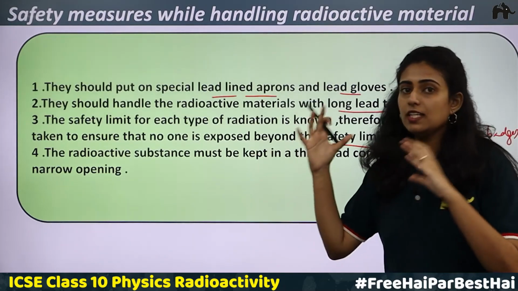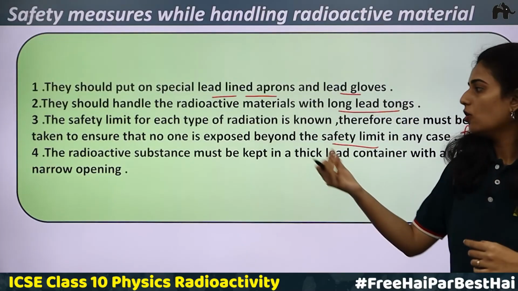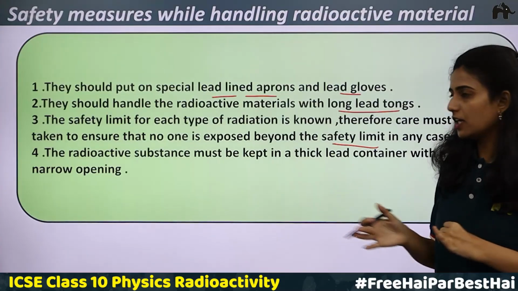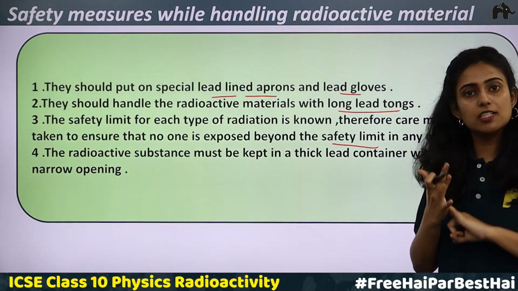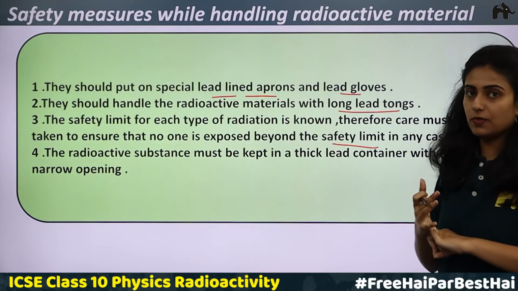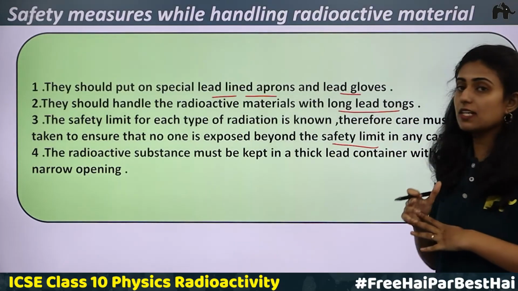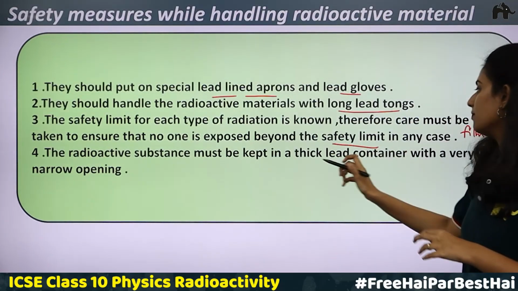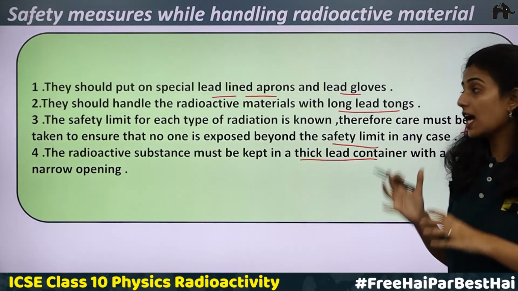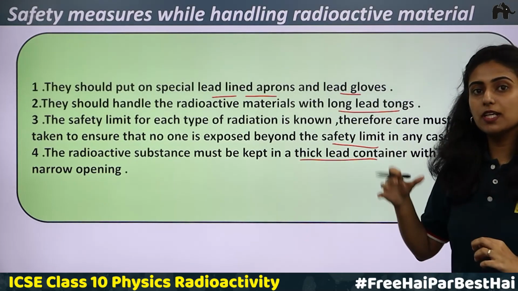So, what does it mean? These lead containers will absorb the radiation, so the radiation won't escape out. Only through a narrow opening will it escape. We know that alpha radiations cannot penetrate through lead. What about beta? Beta radiations also cannot pass through the lead. We have studied the penetration power. What about the gamma radiation? When it is gamma radiation, you should use thick lead containers. Only thick lead containers can stop the gamma radiation from escaping out. That is, thick lead containers can absorb the gamma radiations.